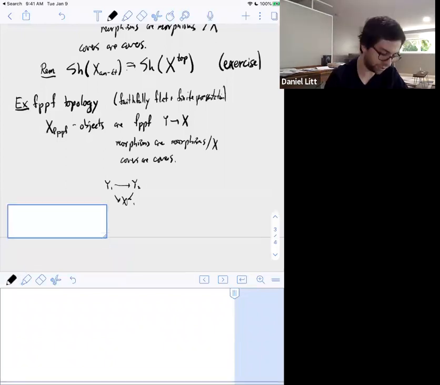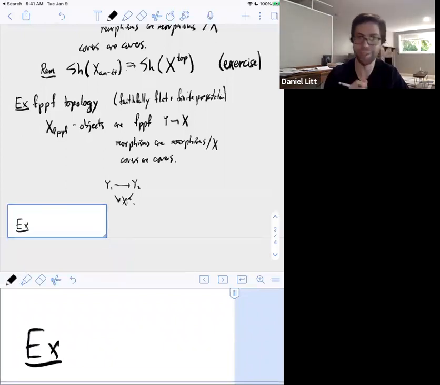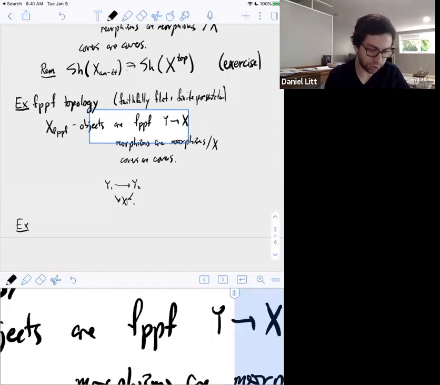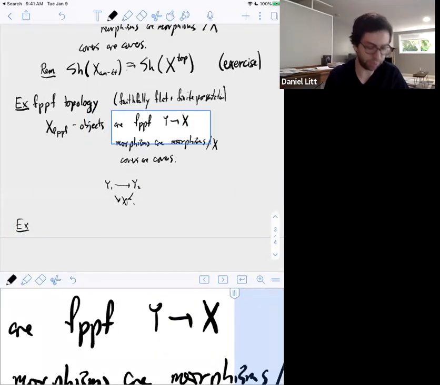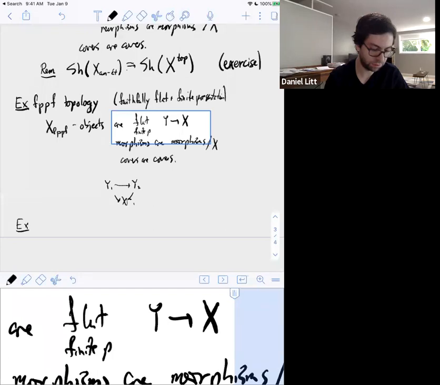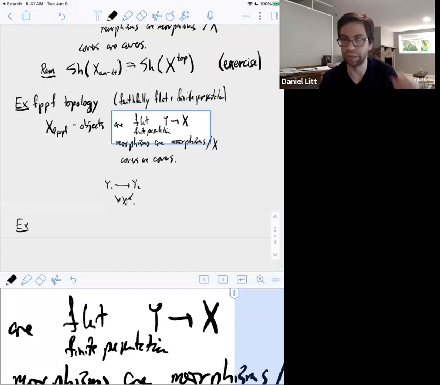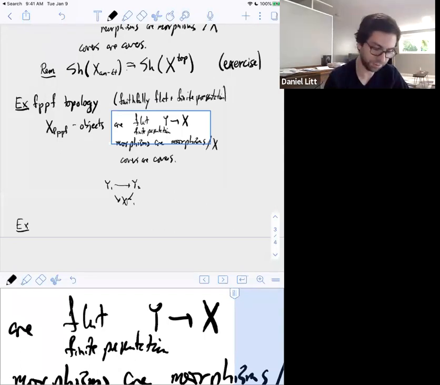Okay, and then let me just, this isn't quite an example, I'm just going to give you a lot of names of other topologies. And by the way, this is a perfectly good definition, but you would get an equivalent definition if you just put flat and finite presentation. That wouldn't be an equivalent category, but the category of sheaves would be equivalent. So maybe that would help us.